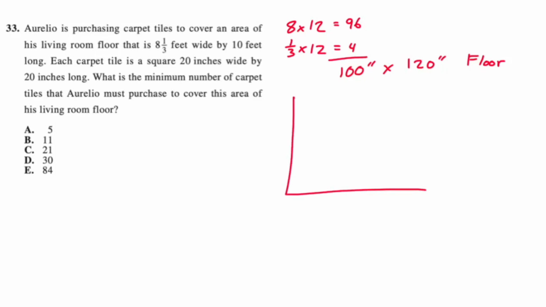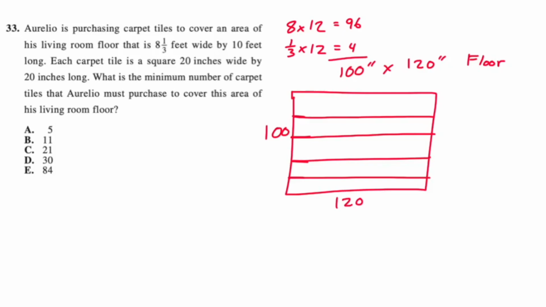And we can even draw that out. And the carpet squares are 20 inches by 20 inches. So if we divide this 100 by 20, that's 5. There's going to be 5 rows of carpet squares. And if we take the 120 and divide by 20, that would give us 6. So there's going to be 6 columns of carpet squares. So if we take the 6 columns by 5 rows, that means we have 30 carpet squares. So the answer is D.